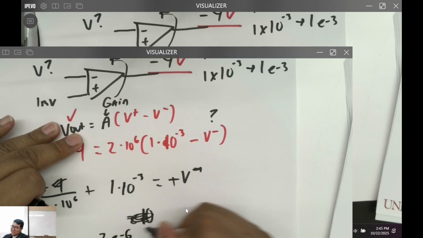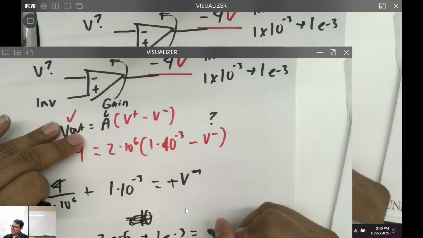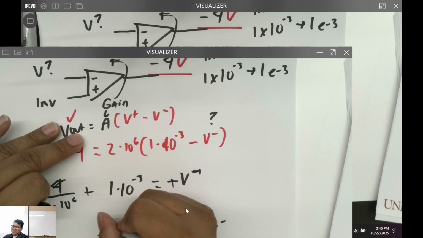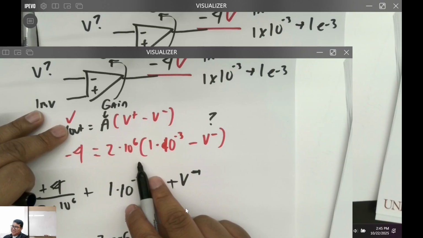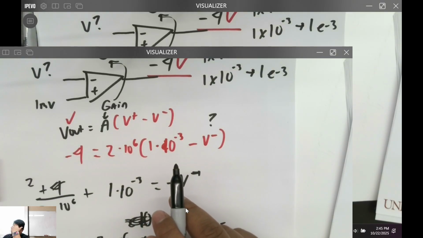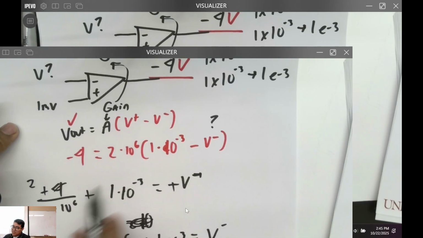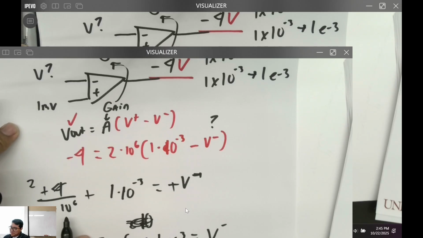2E-6, correct? Plus 1E-3, right? Is equal to V minus. This right here is just basically, how do I want to say this? Well, wait a second. Did I do this wrong? Hold up. This is -4. I did this, it's a 10 to the 6th. Hold up. I think I did something wrong.